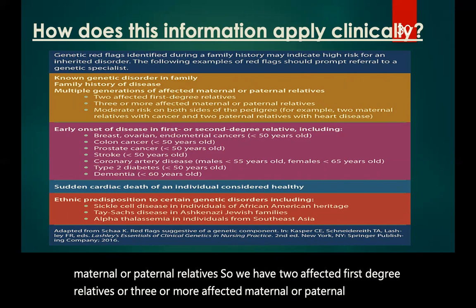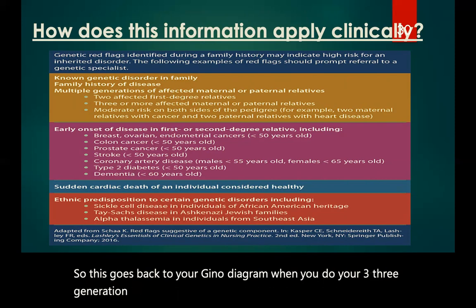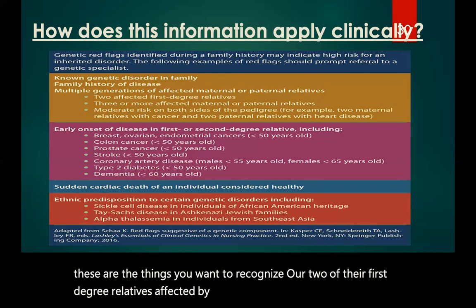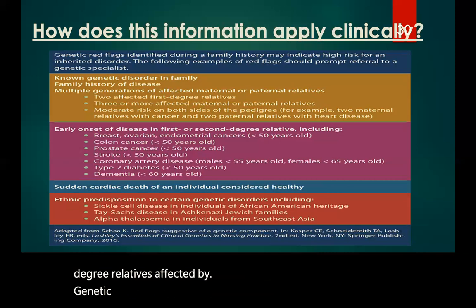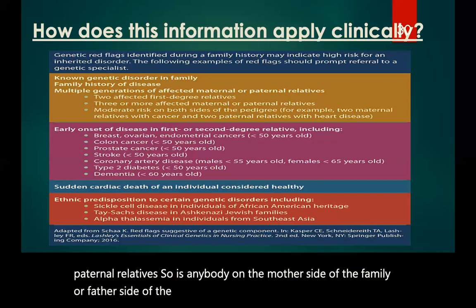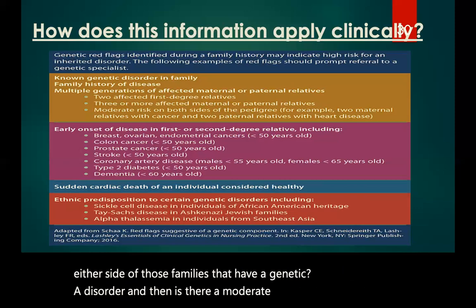So this goes back to your genodiagram when you do your 3-generation medical history on your patient's family. And these are the things you want to recognize. Are 2 of their first-degree relatives affected by a genetic disorder? Or are there 3 or more affected maternal or paternal relatives? So is anybody on the mother's side or father's side of the family, are there 3 or more people on either side that have a genetic disorder?